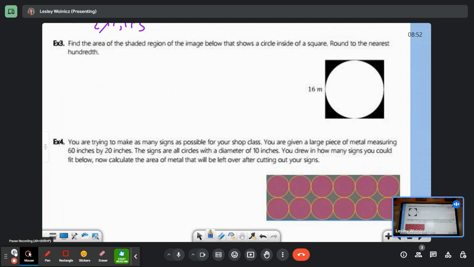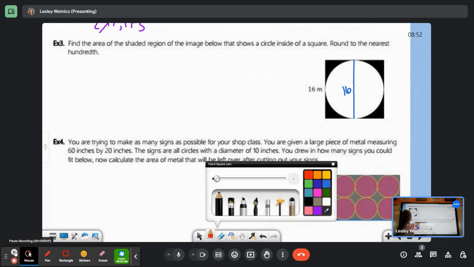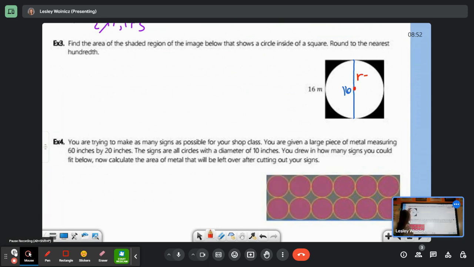So we just want the shaded region. Any ideas? Find the square. Okay, I like that. 16 is not just the side of the square, it's also the diameter of the circle, right? So what about the radius? Okay, I'm feeling like there's a plan forming. We're going to get the square and then get the circle, and then subtract. So we're basically going to do square minus circle. That's the plan.